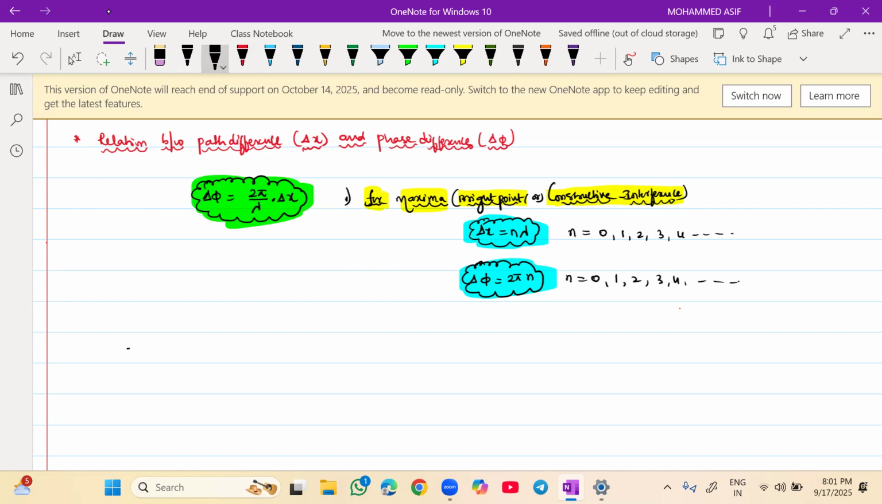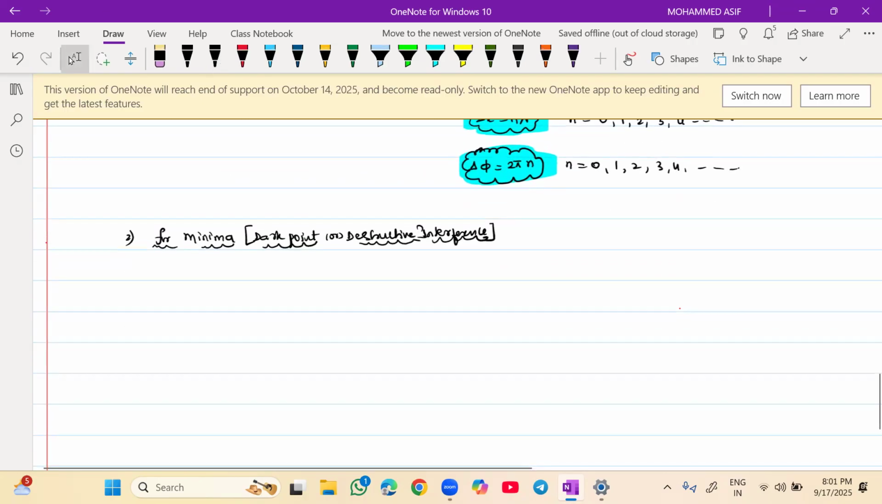Sure. I'm talking about the second point in this one. For minima, which is also called as what? Dark point. For dark point, also called destructive interference, for minima, which is also called dark point, also called destructive interference, the path difference is delta x.